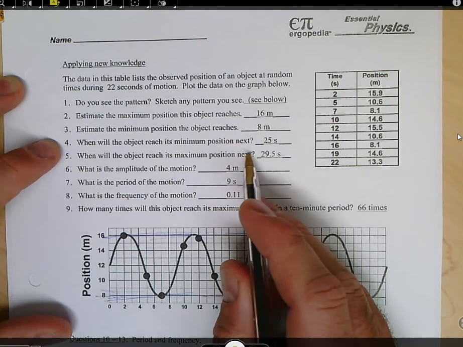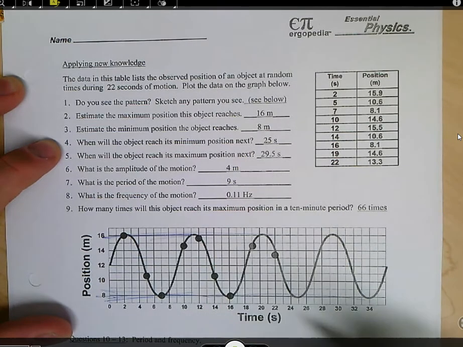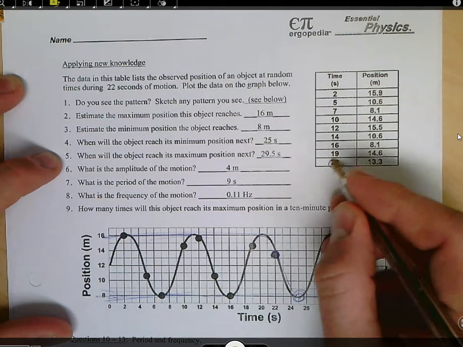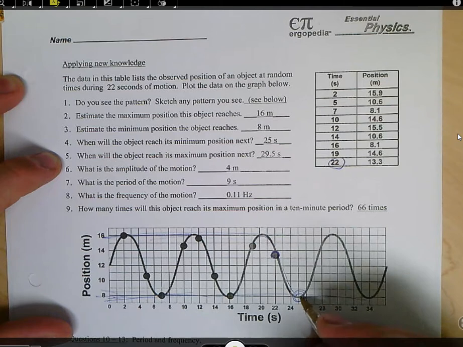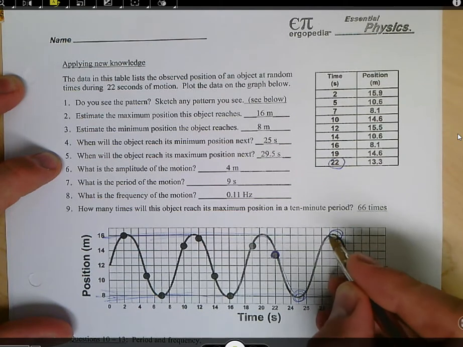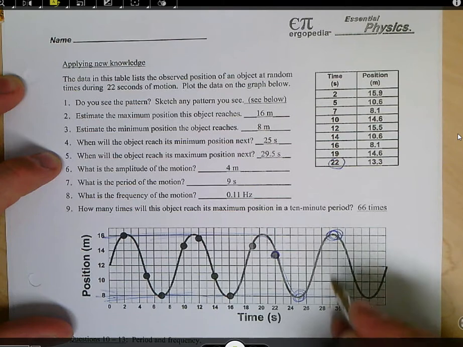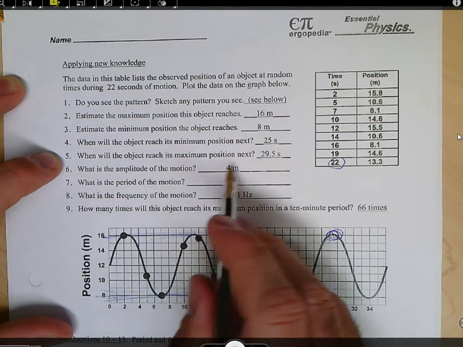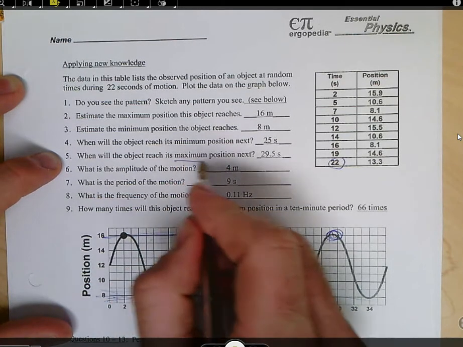When will the object reach its minimum position next? This question is asking after the last data point that you took. So the next minimum seems to come somewhere around here at 25 seconds. When will the object reach its next maximum position? Well, it already hit a maximum, because the last point that we took here was at 22 seconds. But if we keep going, then we can see that the next maximum is somewhere around here. If I look, it's maybe around 29, or maybe it's even shifted a little bit over, so it's 29.5. So that's when this thing reaches the next maximum position.